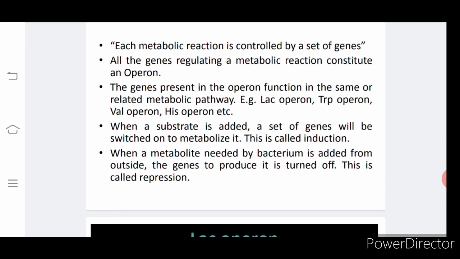The genes present in the operon function in the same or related metabolic pathway. The names of operons are based on the substrate material. Substrate is the material on which the enzyme reacts. That could be lactose, which is why it is called the lac operon. We will learn that in detail. Some other examples are trp operon, val operon, his operon, etc. When the substrate is added, a set of genes will be switched on to metabolize it.